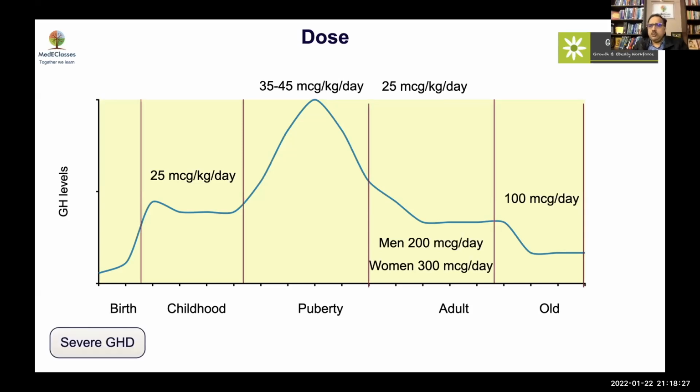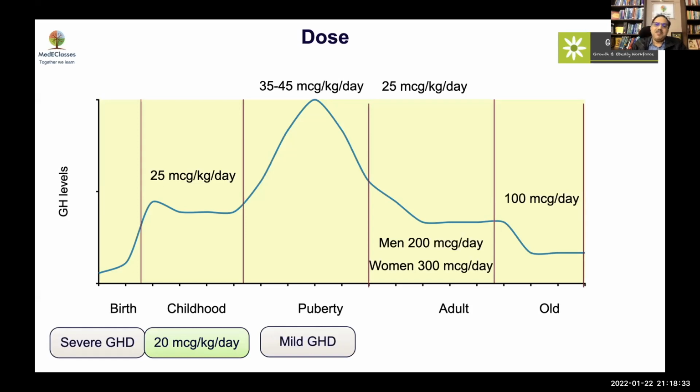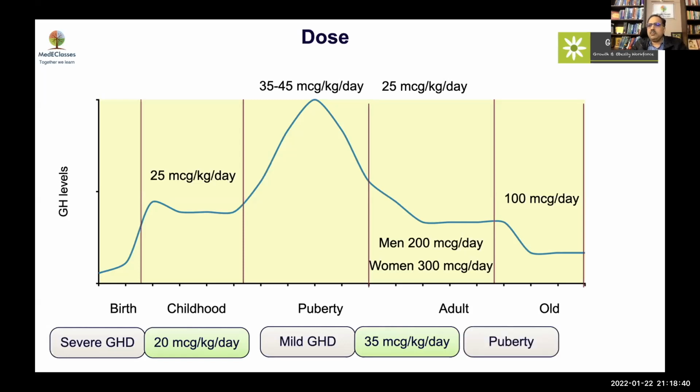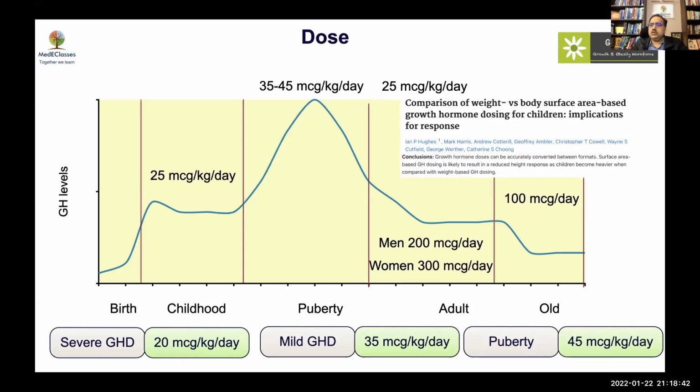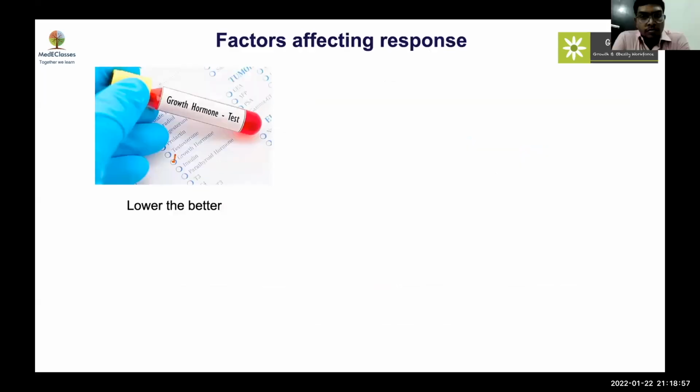Now, one important thing to remember is that if you have a child who has got a severe growth hormone deficiency, we can actually start with a lower dose. In milder GHD, we may go with a higher dose. So you can have some adjustments there. In terms of puberty, of course, the dose requirement is more. Obese individuals would benefit if we give a body surface area based dosing rather than a per kg based dosing, because that will give you better information with regards to our overall outcome.